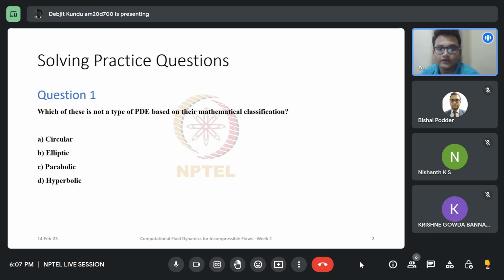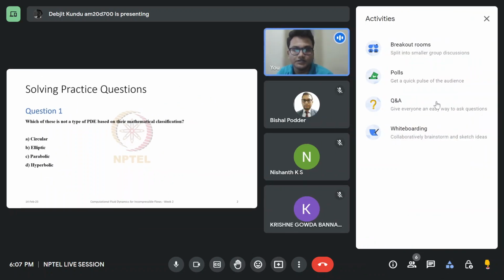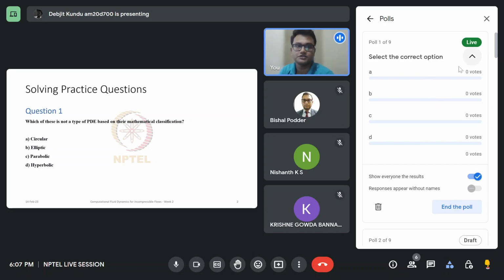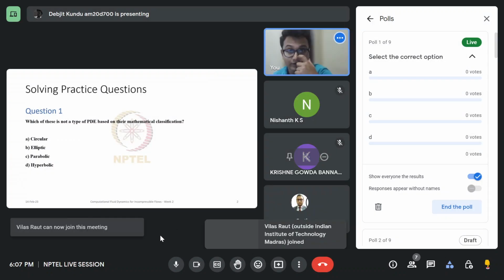So, today our topic of discussion is confined to the classification of different kinds of partial differential equations which we come across in CFD. This is a very simple question number 1. I will be sharing the poll with you. Once you read the question and figure out the correct solution, you can put in your responses in the poll. If you are unable to access the poll, we will figure it out.